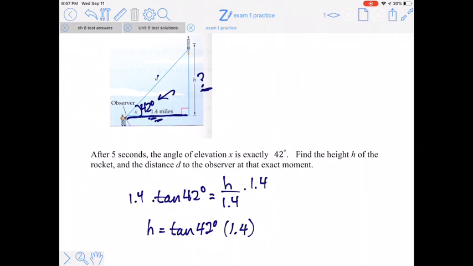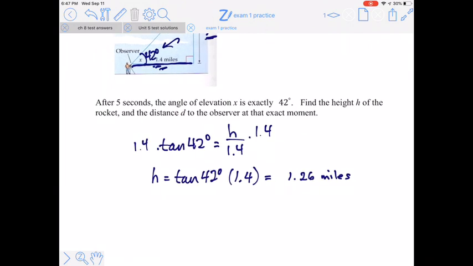Now, what is tan 42 multiplied by 1.4? 1.26. And since this is an actual measurement, we need a unit of measure. Miles. Awesome. So that's h. Now, how do we find d?